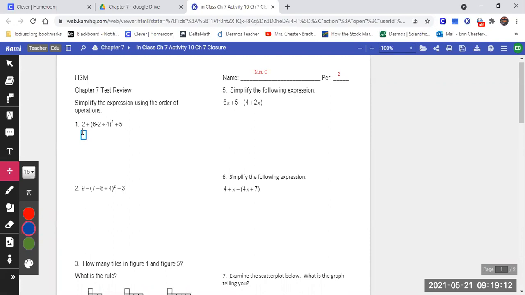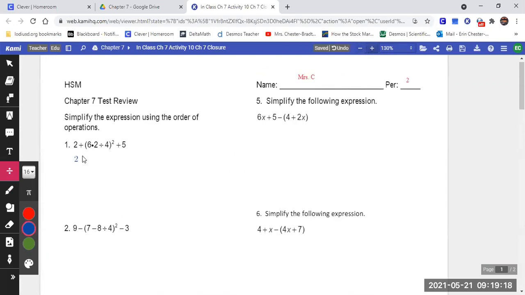That means we leave the stuff out of the parentheses alone. So this is still going to say two plus. Then we got to start working the parentheses. Okay, inside the parentheses, what would we do first? We have multiple things in there. What do we do first?